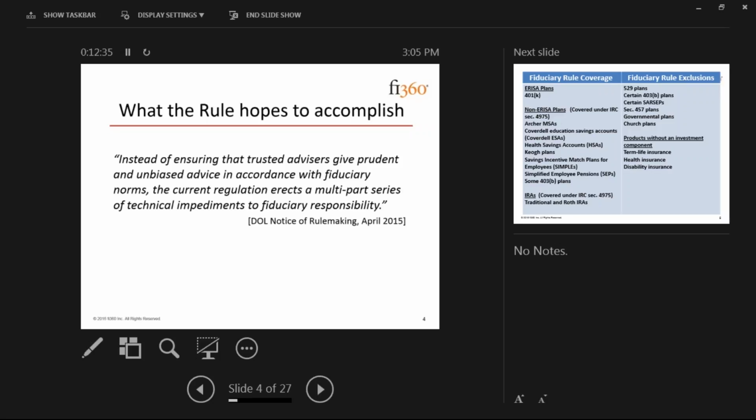What does the rule hope to accomplish? This comment from the rulemaking itself, and I'm going to read it, although I don't typically do that on the first slide, but let me read this. "Instead of ensuring that trusted advisors give prudent and unbiased advice in accordance with fiduciary norms, the current regulation, the current regulation being the regulation that is soon to change, erects a multi-part series of technical impediments to fiduciary responsibility."